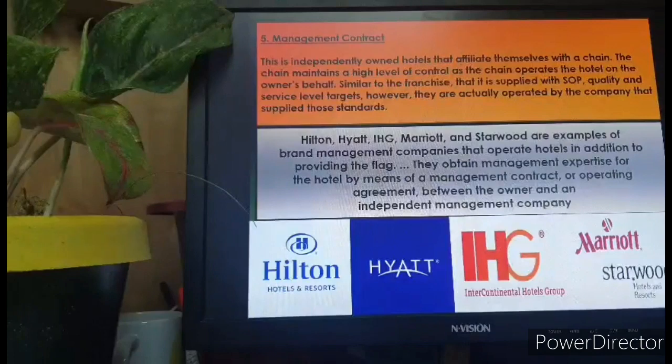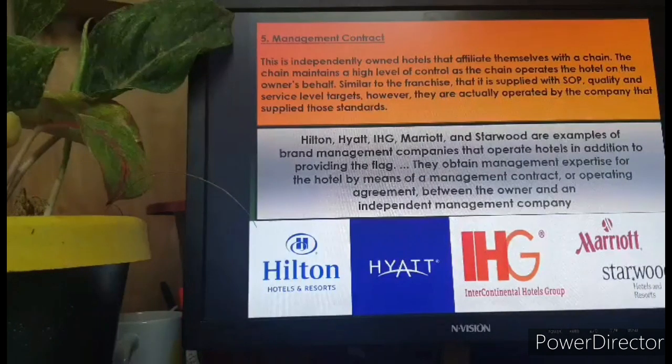Next, the management contract. This is independently owned hotels that affiliate themselves with a chain. The chain maintains a high level of control. The chain operates the hotel on the owner's behalf. Similar to the franchise, it is supplied with standard operating procedure, quality and service level targets.